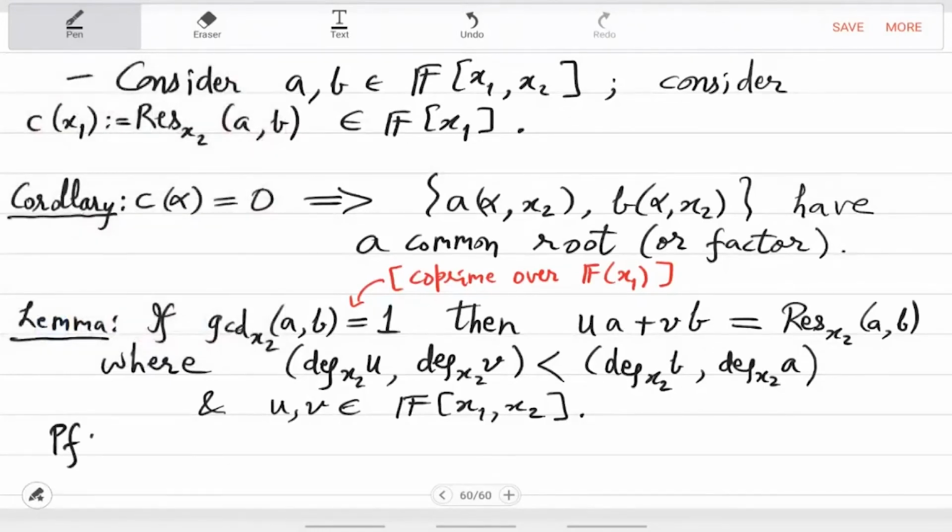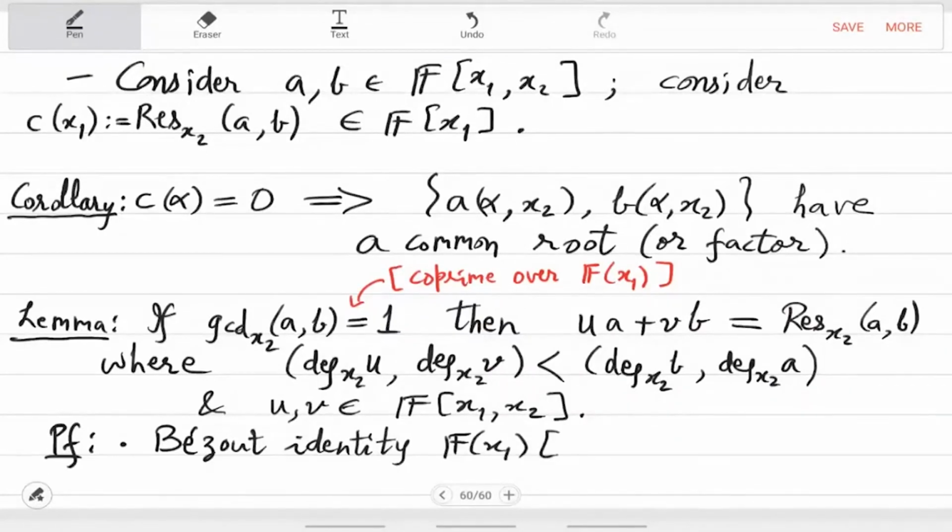So this is just by this Bezout identity over F(x1). So let me say the field is the function field F(x1) and the variable is just one, which is x2. So over this, you will get U' A plus V' B equal to 1.